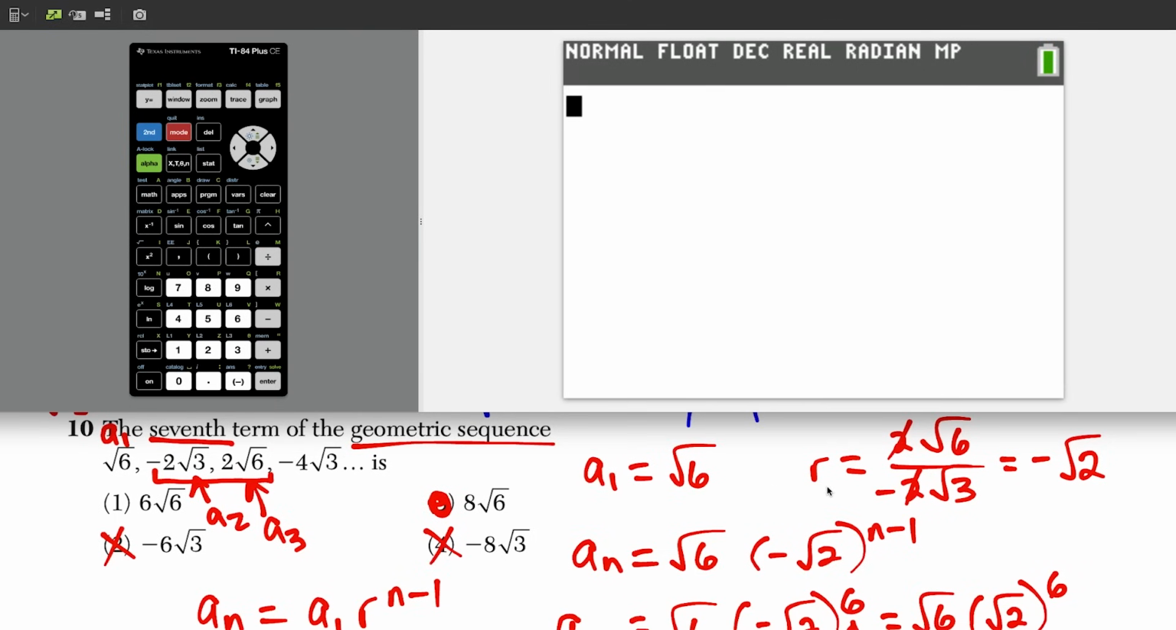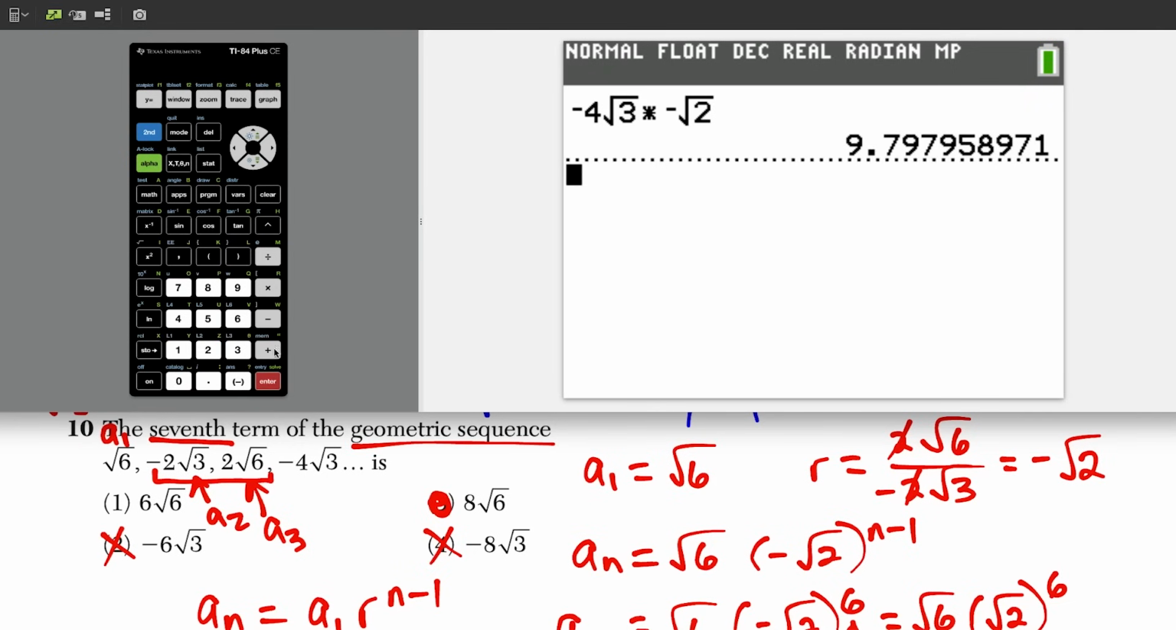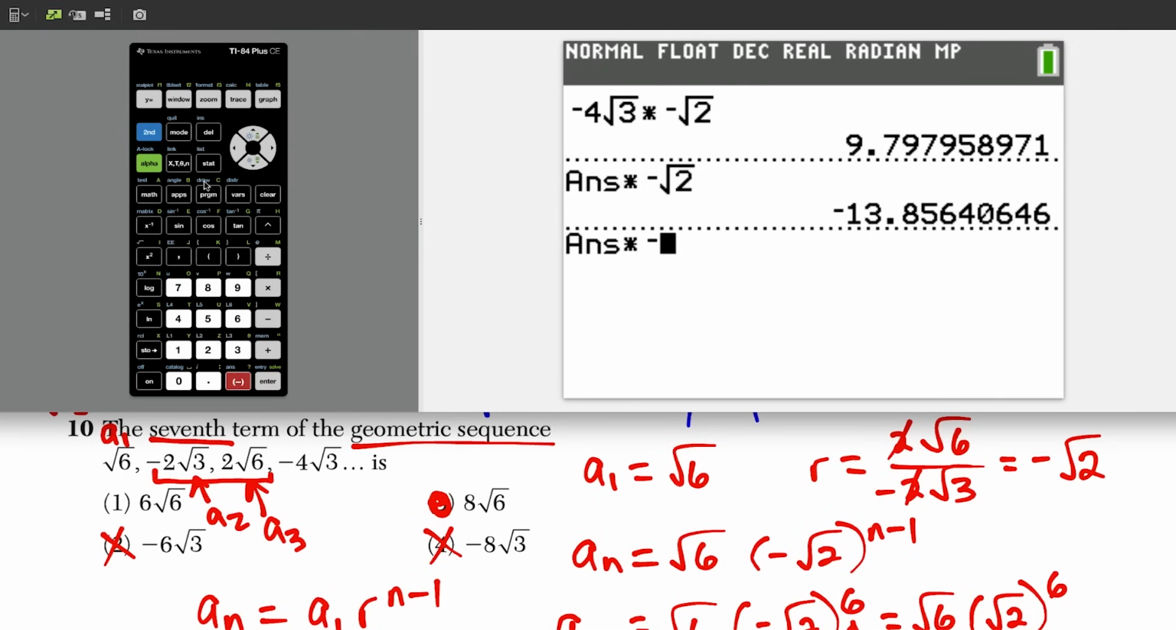But realistically, once you find the r value, you could just find the 7th term by brute force. So we have the 1, 2, 3, 4th term here is negative 4 square root 3. And what we could do is multiply by the r value, which is negative square root 2, and that gives us the 5th term. So now I could just keep doing this. I could multiply by negative square root 2, and that would give us the 6th term, and then one more time by negative square root 2 would bring us to the 7th term.